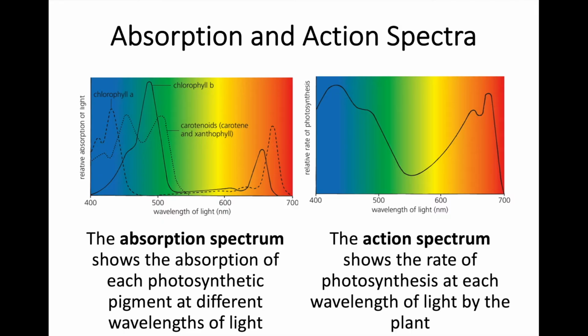The second spectrum we're going to look at, though, if you look at the axis, talks about the rate of photosynthesis. So this is the rate of photosynthesis at each of those wavelengths, and we call that an action spectrum.